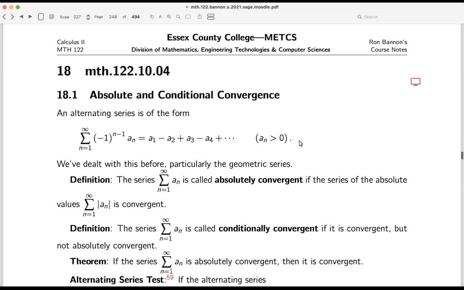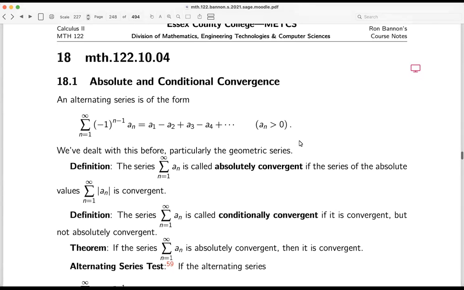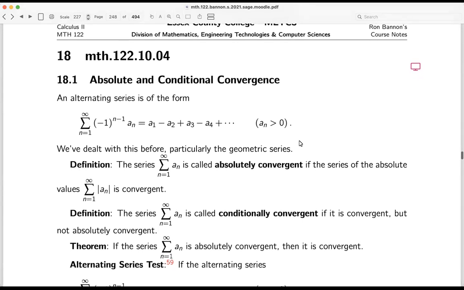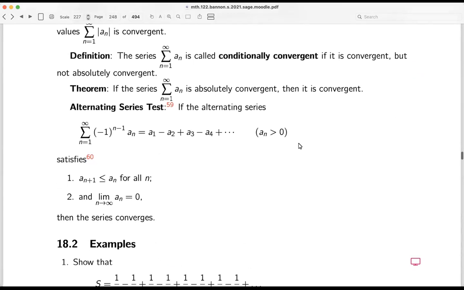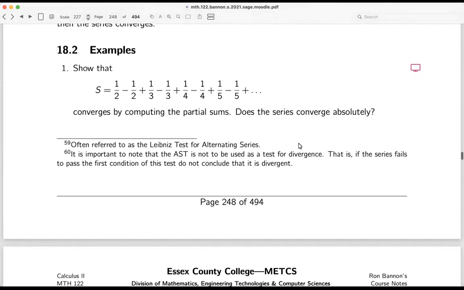Okay, we're in section 18. This is the section on absolute and conditional convergence. I realize that for a lot of students, it's difficult. Don't feel alone in that. It is difficult. AST, the alternating series test, and then we go through examples, all right?